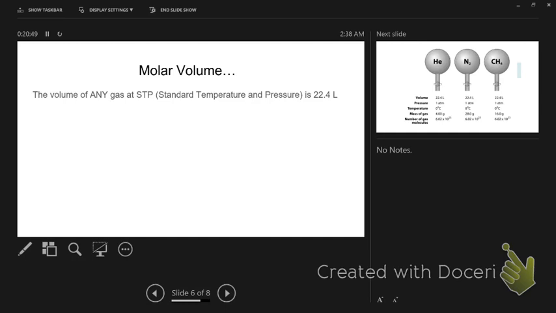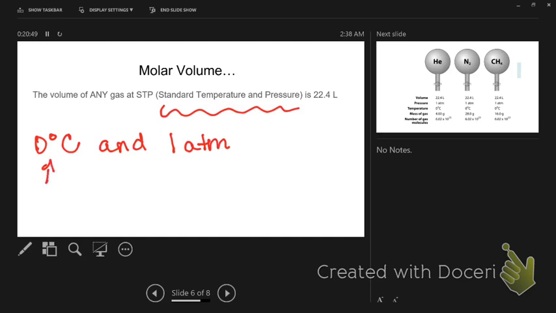Okay, so now we're going to talk about molar volume. The volume of any gas at STP has a volume of 22.4 liters. Just to remind you, standard temperature and pressure. What this means is 0 degrees Celsius and 1 atmosphere. Okay, 0 degrees Celsius, this is standard temperature, and 1 atmosphere, this is standard pressure.